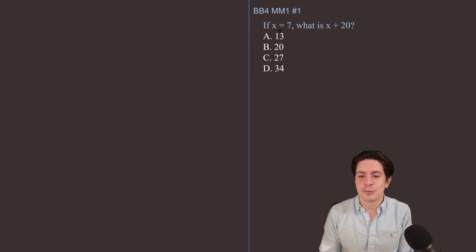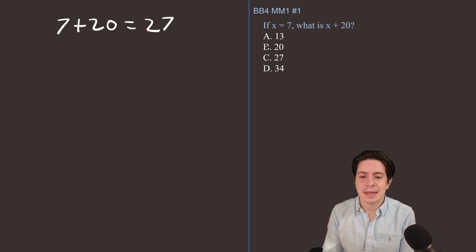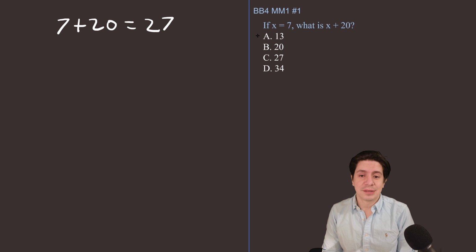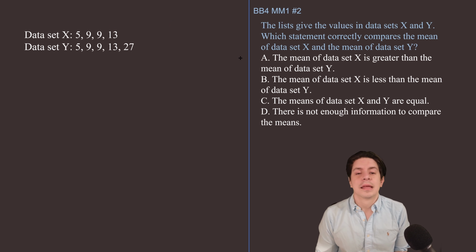If x equals 7, what is x plus 20? You just plug in x with the 7 and you get 7 plus 20 equals 27. So many people are amazed that this exists as a question, and that is kind of amazing, but it really does, and it's about doing it very quickly. You shouldn't have to write anything down or have any doubts on this one. So it is C.